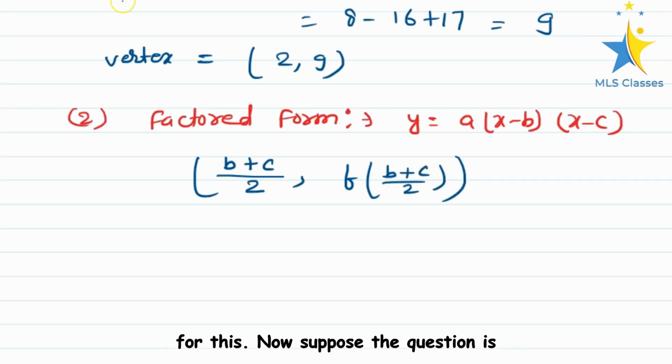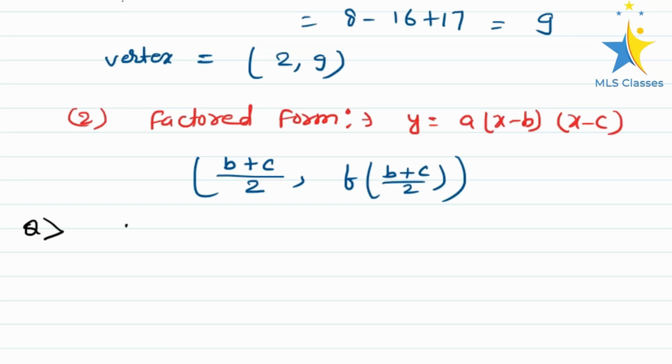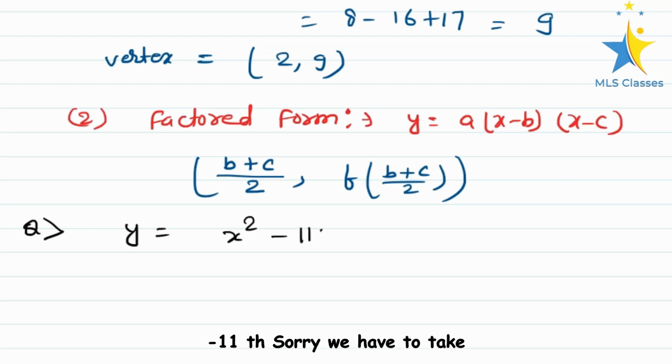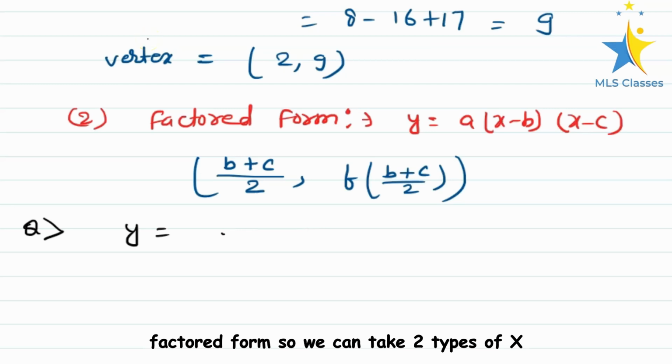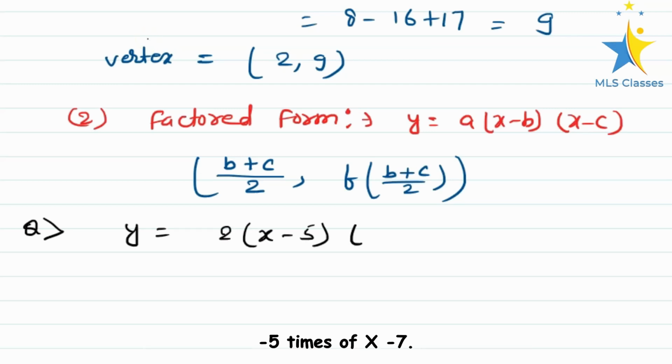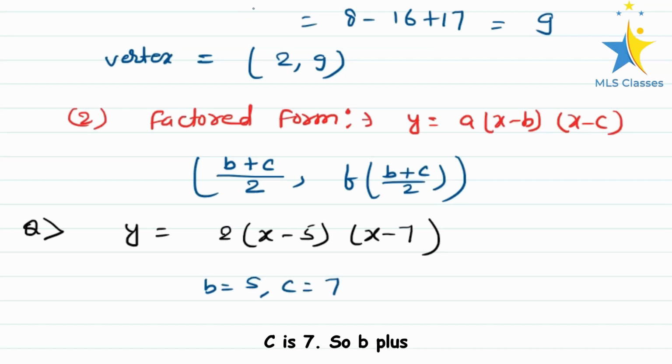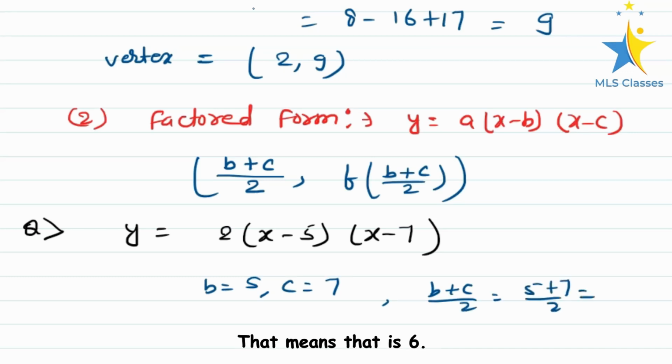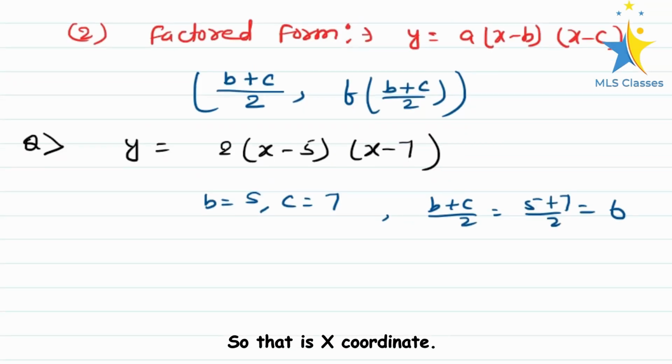Let's see an example for this. So suppose the question is y is equal to x square minus 11x. Sorry, we have to take factored form. So we can take 2 times (x minus 5) times (x minus 7). So from here, as you can see, b is 5, c is 7. So b plus c over 2 we will be getting 5 plus 7 over 2. That means that is 6. So that is the x coordinate. Now we'll put this in place of x.